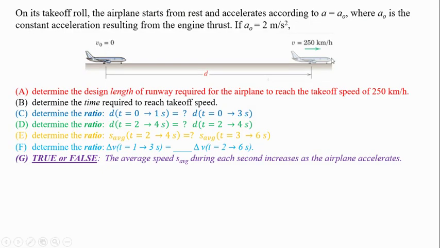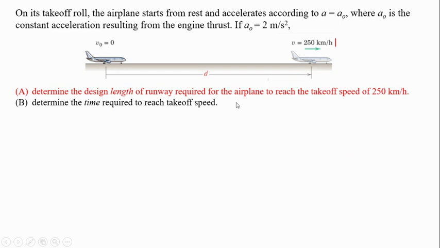Okay, so in this particular kinematics problem, we have an airplane initially at rest as shown in the diagram. It is going to accelerate down the runway in order to attain takeoff speed, which is given to us as 250 kilometers per hour. And the problem states that the airplane is accelerating at a constant rate of 2 meters per second squared. Okay, and here are parts A, B, C, D, E, F, and G. All right, so let's go ahead and get cracking.